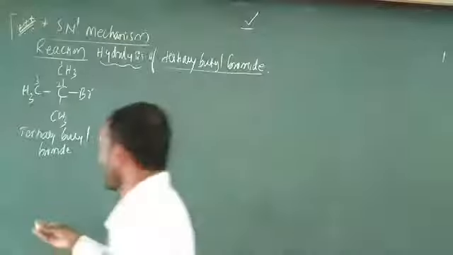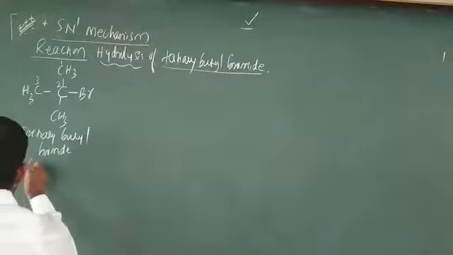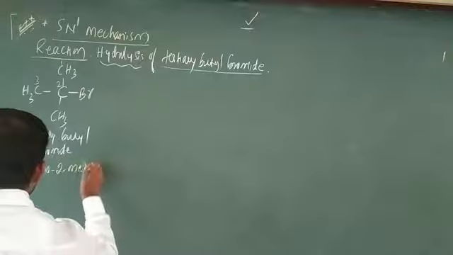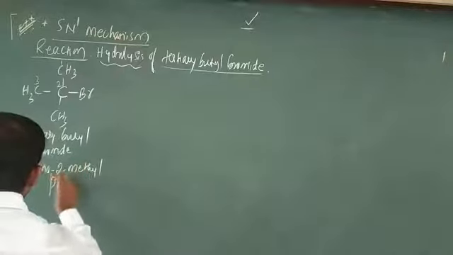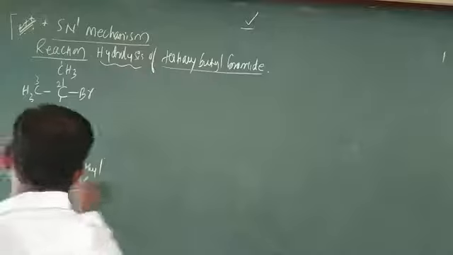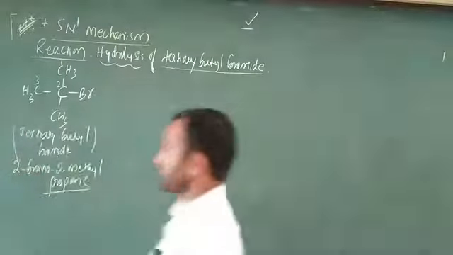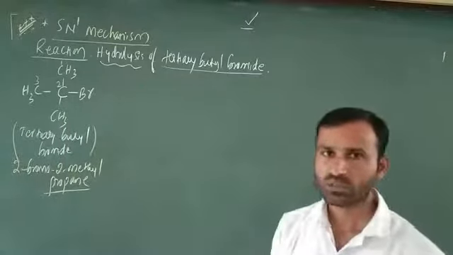That is why the IUPAC nomenclature is 2-bromo, 2-methyl propane, with 3 carbons. Now, what does this indicate? Propane. This is the IUPAC name, and this is the common name. It is compulsory that you know the common name as well as the IUPAC nomenclature.